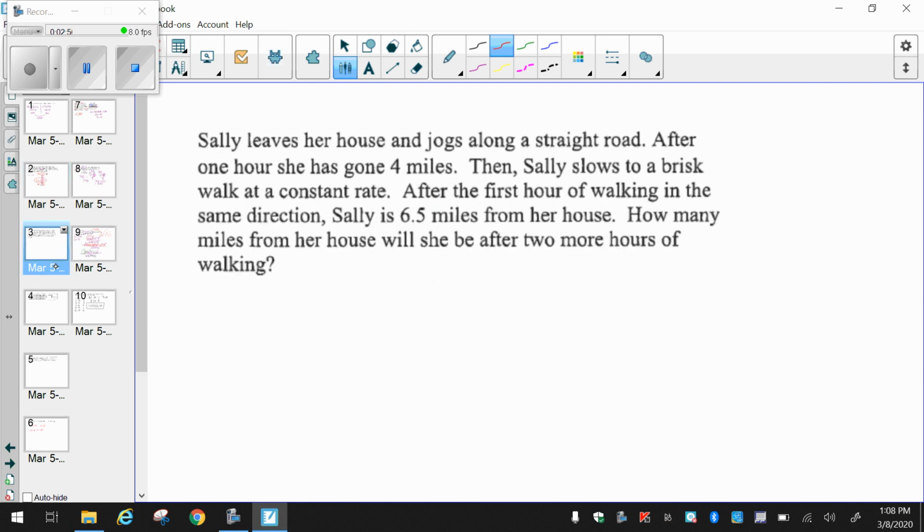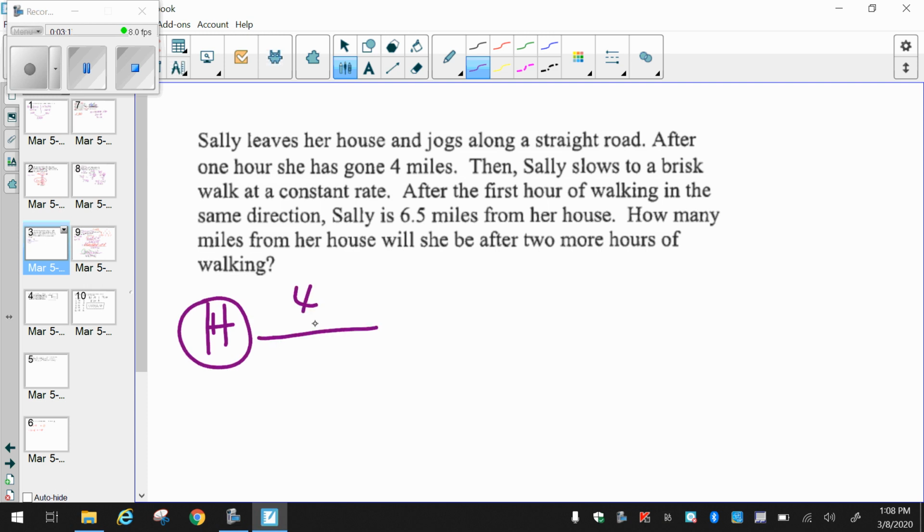All right, let's look at the next one here. So Sally leaves her house and jogs along a straight road after 1 hour. So let's say here's Sally's house. It's not working now. My pen has stopped working, so I'm going to have to use my finger, so it might be a little bit messy. So here is Sally's house. So she goes for 4 miles.